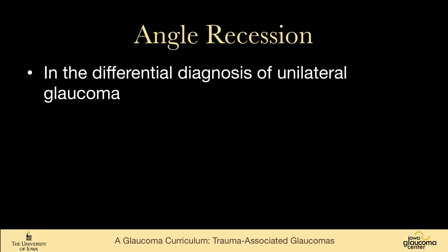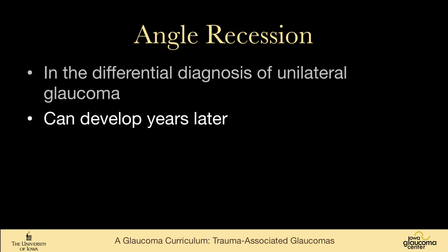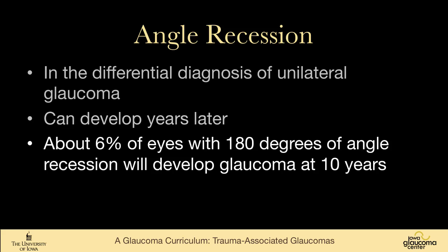Angle recession is the differential diagnosis of unilateral glaucoma, particularly in young men. It can develop years later, so if we see somebody with angle recession today, we really need to follow them forever. The risk is not high.